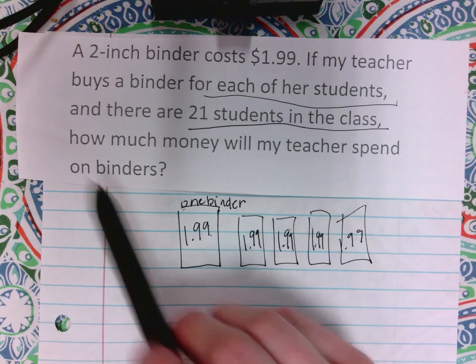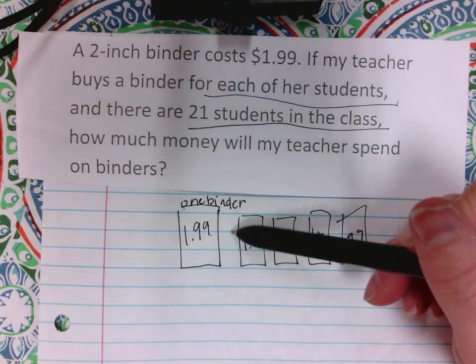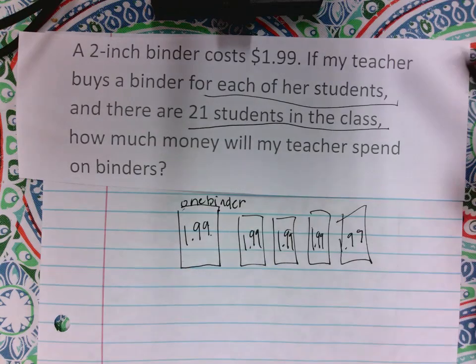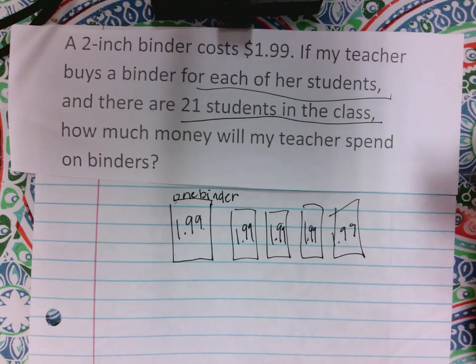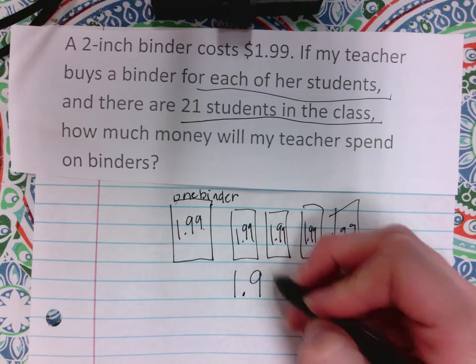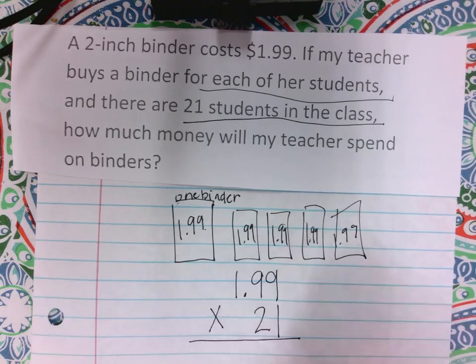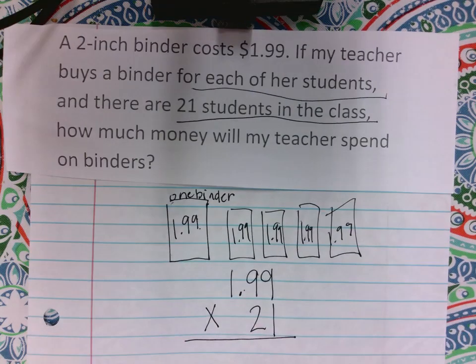Okay, so my question is, how much money will my teacher spend on binders? Well, we could keep adding $1.99 21 times, but that may take us a while. So instead of doing repeated addition, we can simply multiply $1.99 times 21. You'll notice that we have a decimal here.